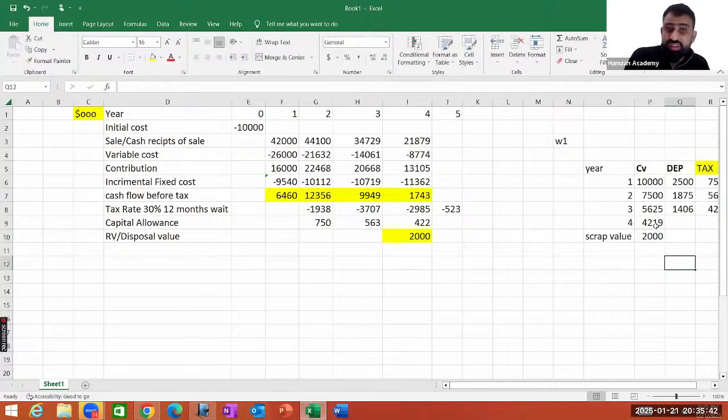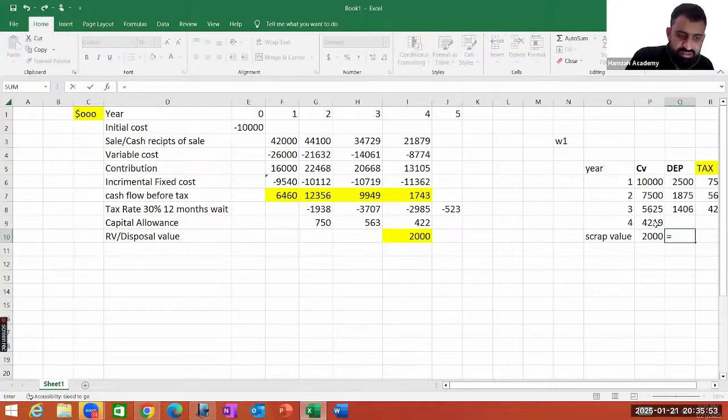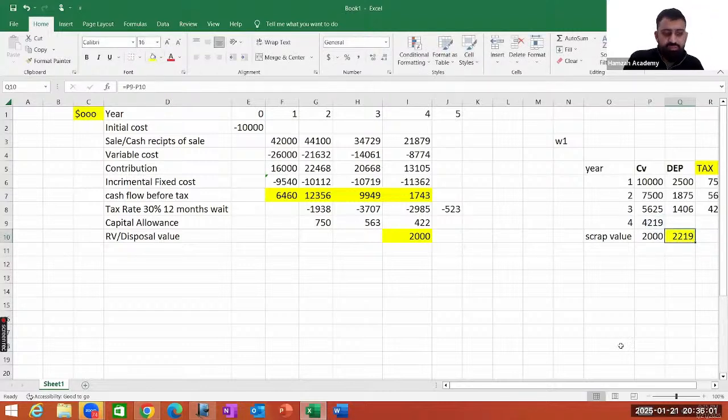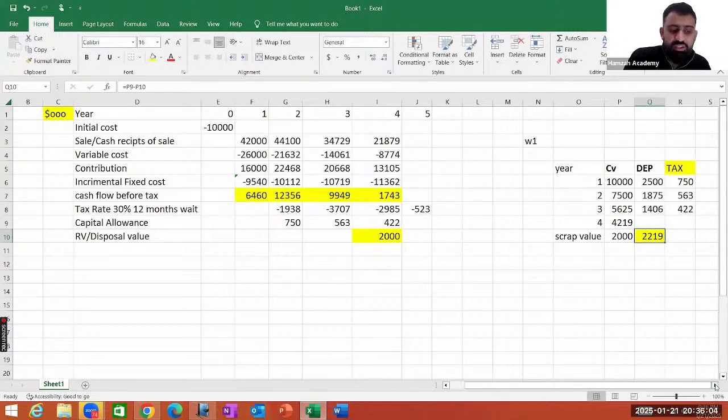Now, the tax written down carrying value is 4,219 and the scrap value of the project is 2,000. So we have a loss on the asset, which is 2,219. This is a loss on the disposal of the asset. In tax language, it is also known as balancing allowance, and a gain on disposal is known as a balancing charge. This is a loss because sale proceeds are less than the tax written down value.